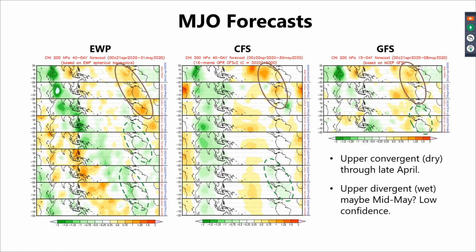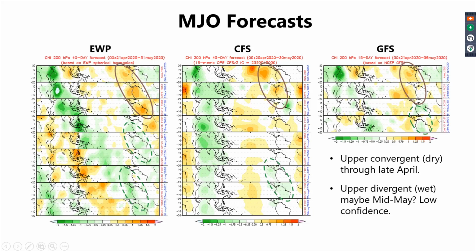And these are the forecasts for three different models. The empirical wave propagation, which just propagates waves, the CFS, the climate forecast system, and the GFS on the right. And what we can see is that at least the three of them are capturing the dry phase of the Madden-Julian through the end of April. And after that period, there are some discrepancies.